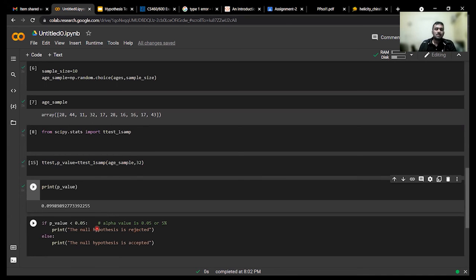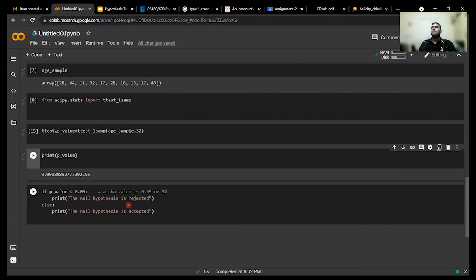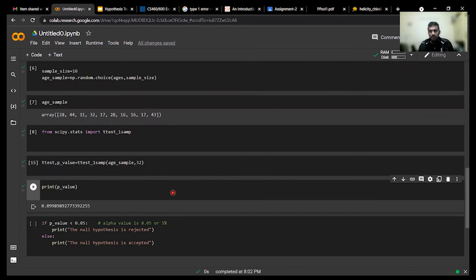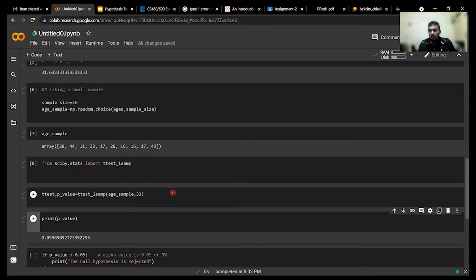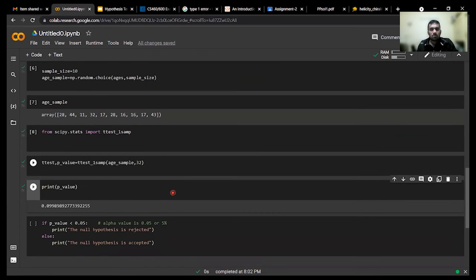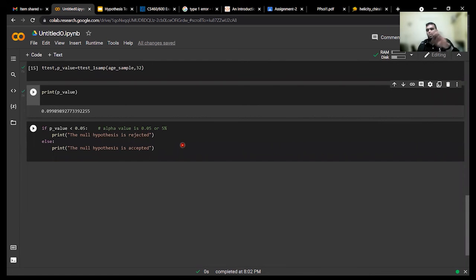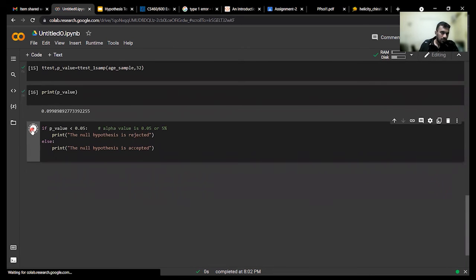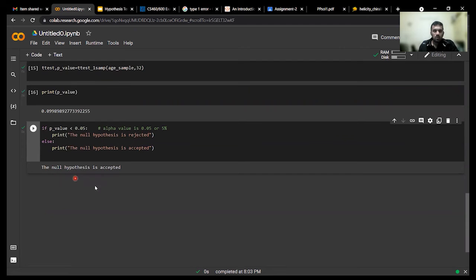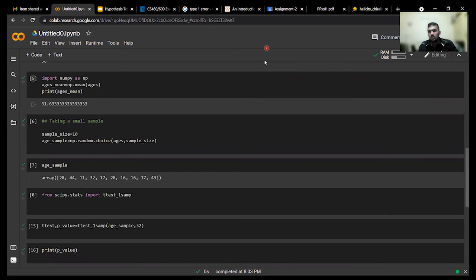If the p-value is less than 0.05, we reject the null hypothesis. That is, the alternative hypothesis is correct. But if the p-value is greater than 0.05, we accept the null hypothesis. That means that, given the null hypothesis stands, we can get a small sample whose mean distribution would be justified under the null hypothesis. So the null hypothesis holds. Here the null hypothesis is accepted as the p-value is greater than 0.05.